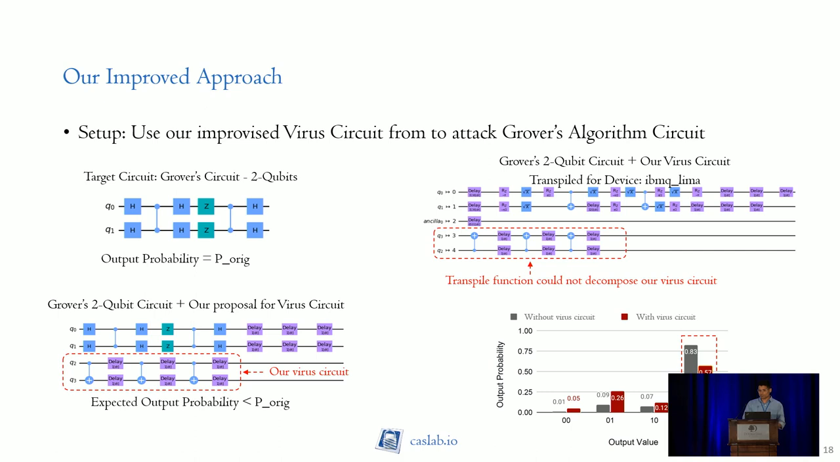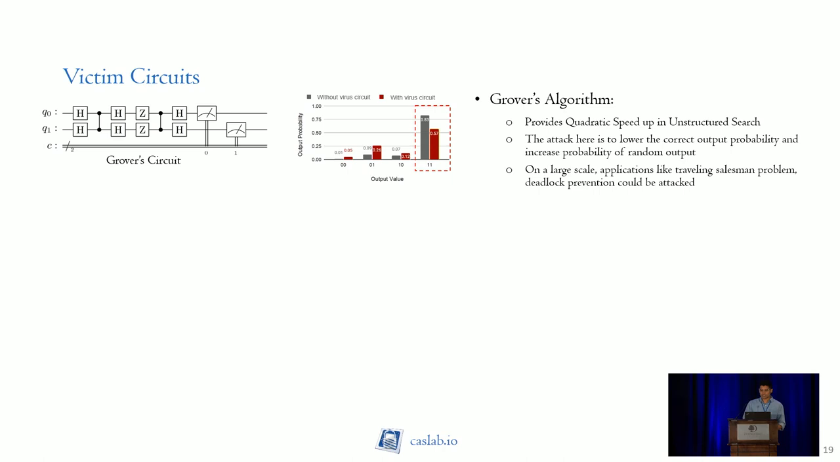So now that we have a trick to design our virus circuits, we choose different victim circuits to try this on. The first one, as I demonstrated, was the Grover circuit, which provides a quadratic speed up in an unstructured search. The attack here, as I mentioned, is to lower the correct output probability and increase the random output. On a larger scale, Grover's circuit has applications in problems like traveling salesman and deadlock prevention. So if the attack is successful, then on a larger scale, these kinds of algorithms could be affected.